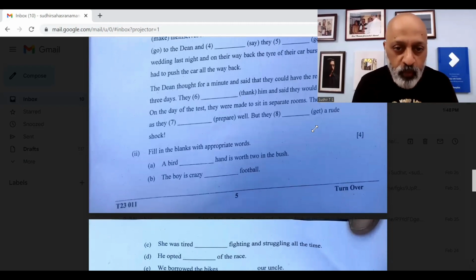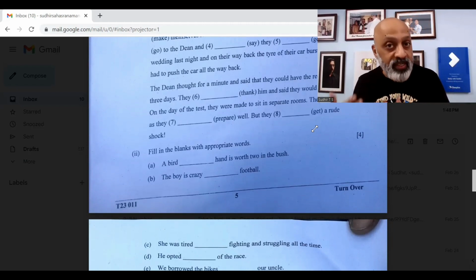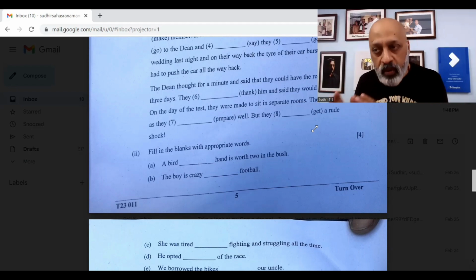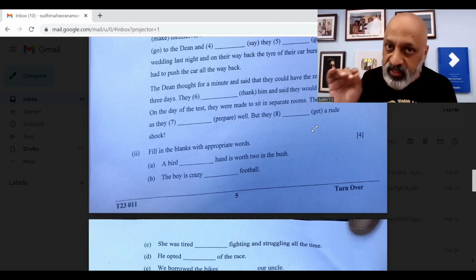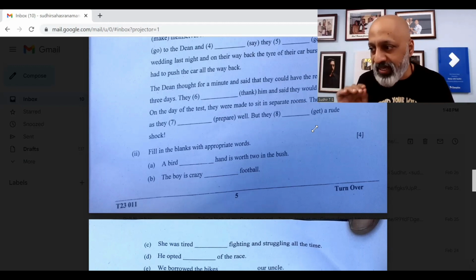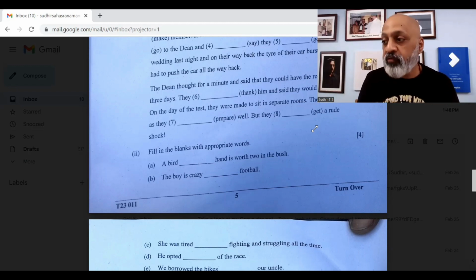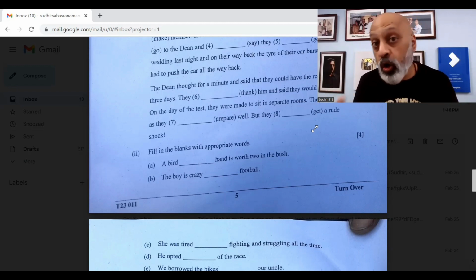Fill in the blanks with appropriate words. A bird in hand is worth two in the bush. It's a proverb. The second one, the boy is crazy about football, would be the most correct option. There are many of you who have written for football. Now, if you look at the dictionary meaning, it says very enthusiastically fond of someone or something.